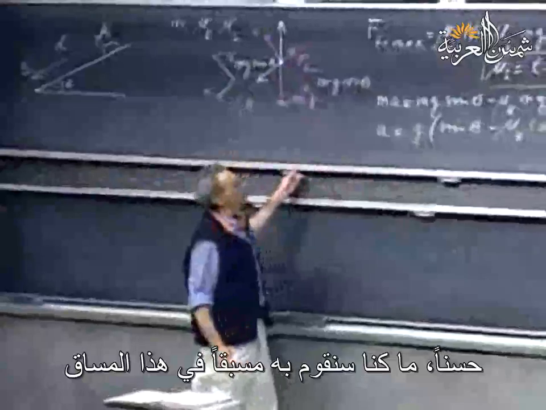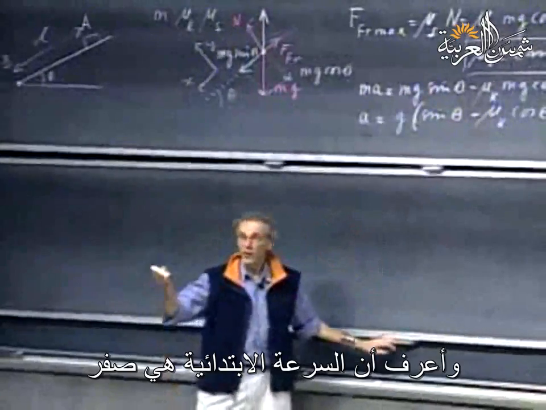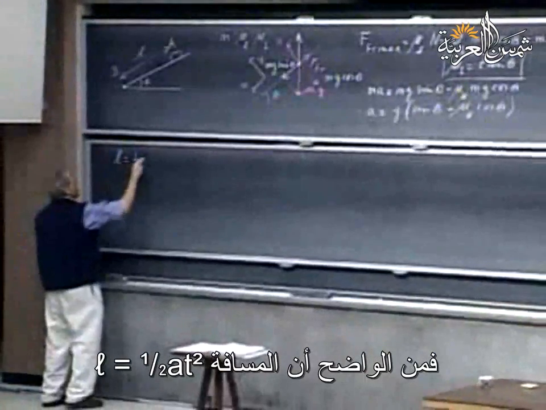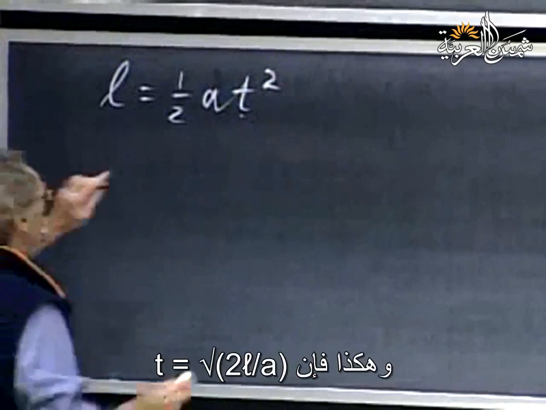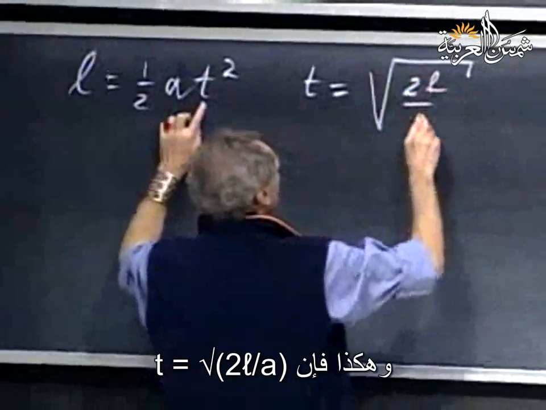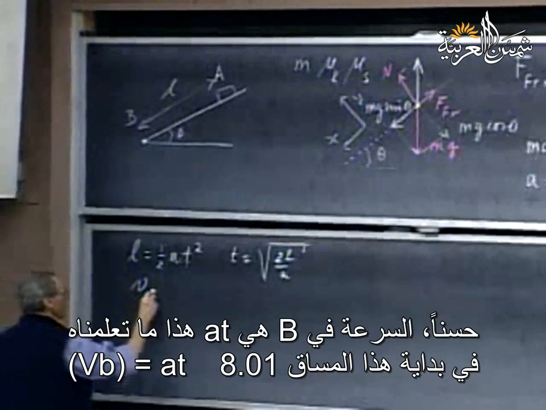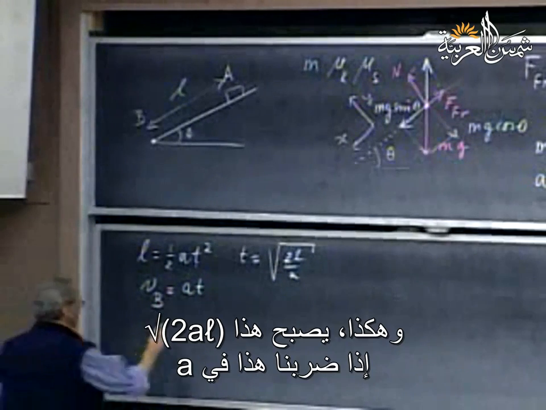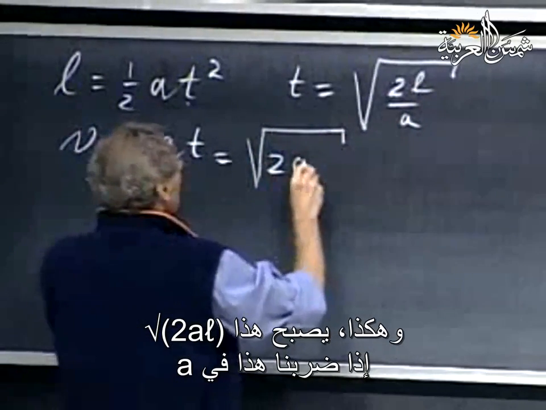Well, what we would have done early on in the course, we would have said, if I know the acceleration, and I know the distance, and I know the initial speed is 0, then clearly that distance L must be 1/2 a t squared, t being the time that it takes to go from A to B. And so t would be the square root of 2L divided by a. What speed would it have at B? Well, the speed at B would be at, early on in 8.01. And so that would become, if we multiply this by a, the square root of 2aL.